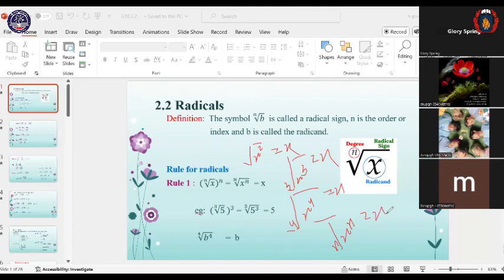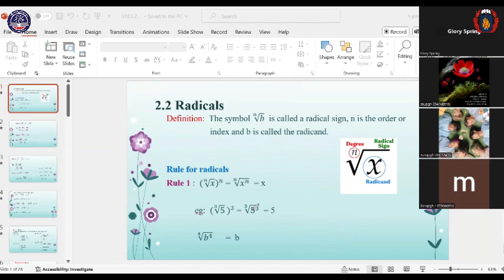The nth root of x, the whole to the power n, equals x. The nth root of x to the power n equals x. Now I am going to explain this here. The square root of x squared equals x; the square root of the square root of 5, the whole squared, equals the square root of 5 squared, which equals 5.